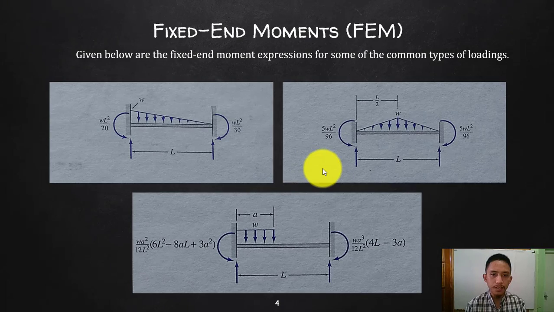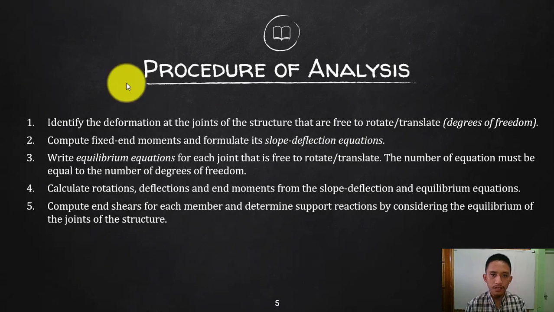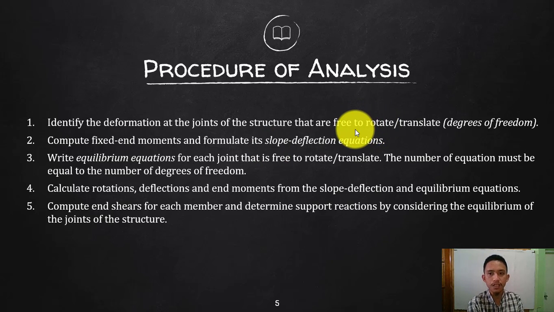So okay, let's proceed. What is the procedure? So again, first is to identify the deformation at the joints of the structure that are free to rotate or translate. Okay, so identify what are these translation or rotation that are actually unknown, or if we say free to rotate or translate, it means that there is a rotation or translation that in the first place we do not know. Okay, so that is what we are going to figure out. Figure out what are these unknown rotations or translations.